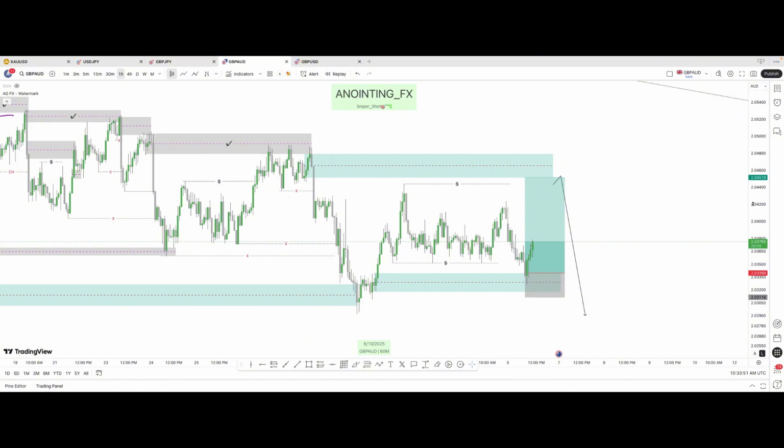This morning, I'm currently in a buy on this trade, and I'm hoping that price gets to this particular level, where I take my profits. At the same moment I exit my trade. So that is that for GBPAUD.